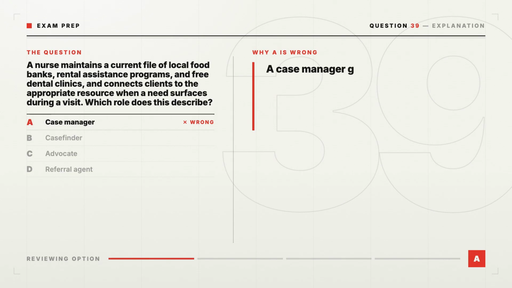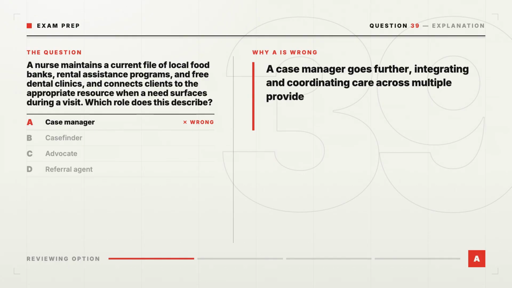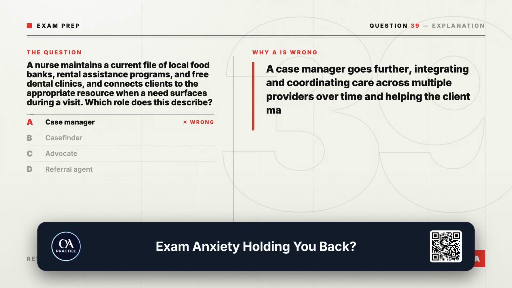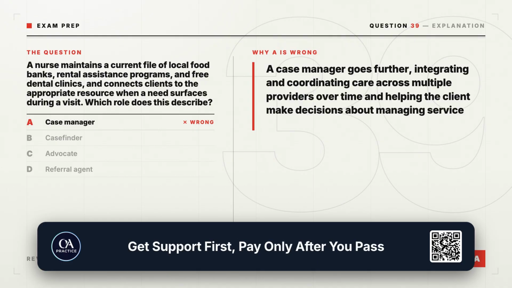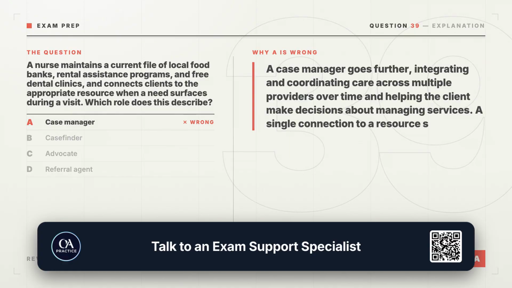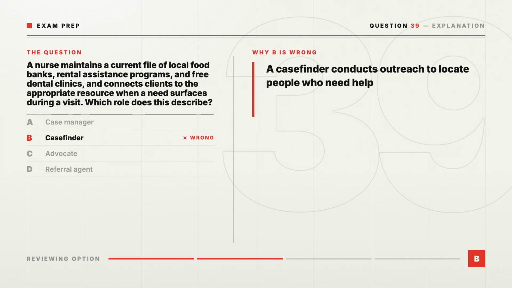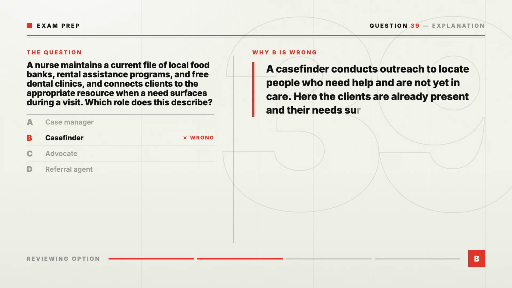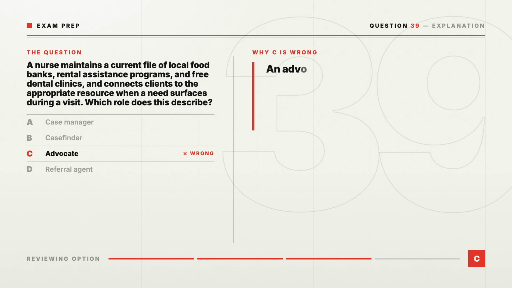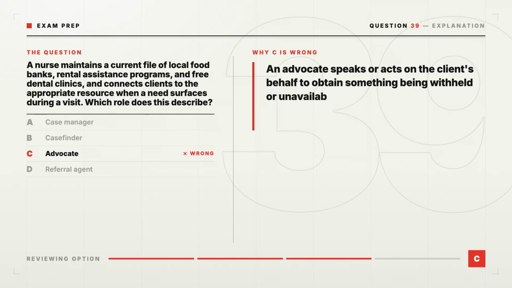A is wrong because a case manager goes further, integrating and coordinating care across multiple providers over time and helping the client make decisions about managing services. A single connection to a resource stops short of ongoing coordination. B is wrong because a case finder conducts outreach to locate people who need help and are not yet in care. Here the clients are already present and their needs surface during a visit. C is wrong because an advocate speaks or acts on the client's behalf to obtain something being withheld or unavailable. Handing off to an existing resource that is open and accessible is referral rather than advocacy.